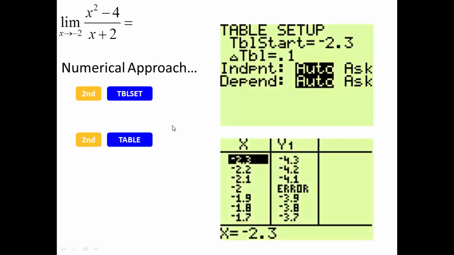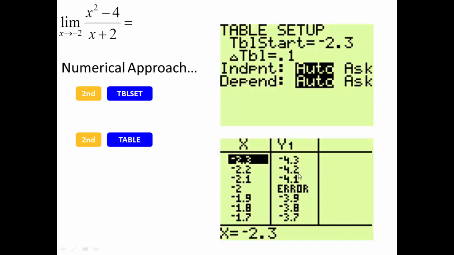What it'll do is automatically create an XY table for me using the function that hopefully I still have typed into the Y1 screen. Notice as the x values increase from negative 2.3 to negative 2.2 to negative 2.1 to negative 2, the y values are going from negative 4.3, negative 4.2, negative 4.1, and then at negative 2 we get an error. That's the same thing as if I traced negative 2 and got no answer. The calculator has no idea what to do at negative 2.